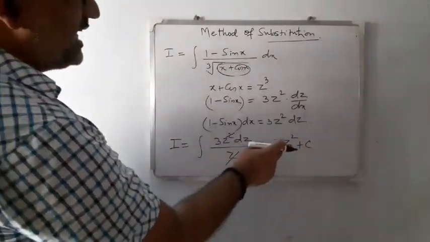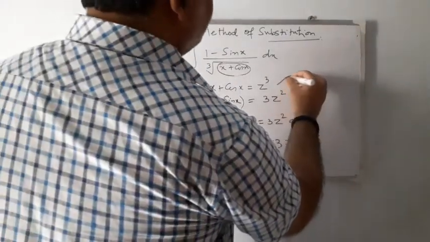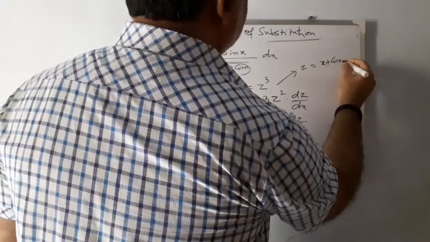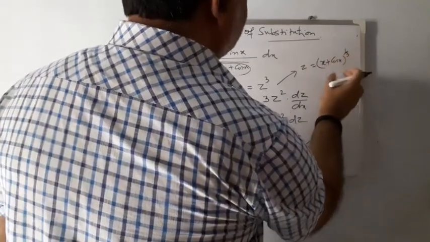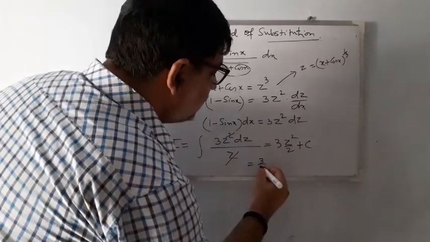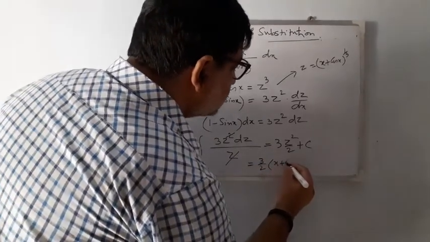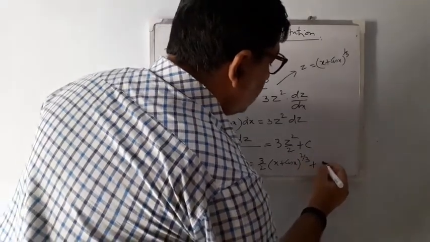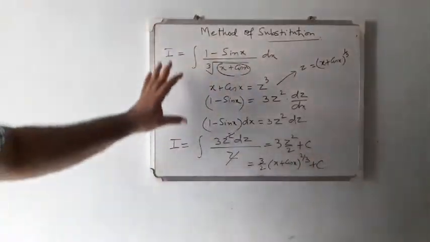Now the value of z you have to put. From here if you observe, z is equal to x plus cos x power 1 by 3. So if you put x plus cos x power 1 by 3, what you will get? 3 by 2 into x plus cos x power 2 by 3 and then plus c. So this will be your answer.